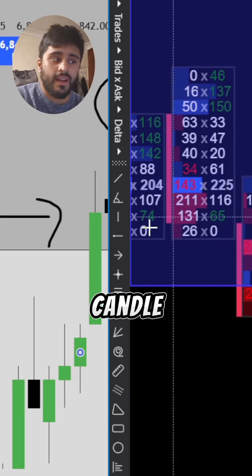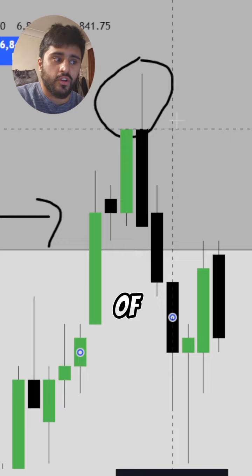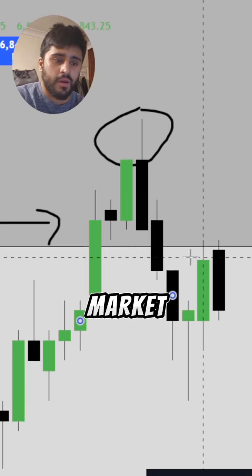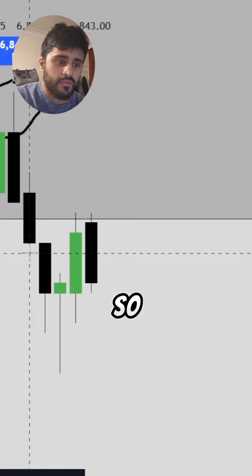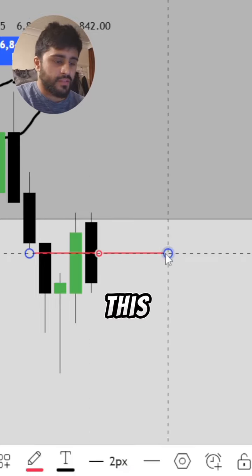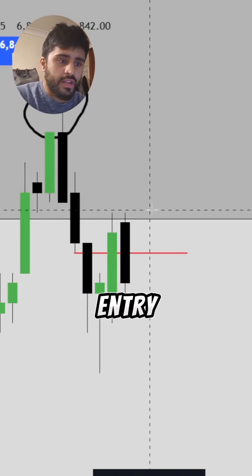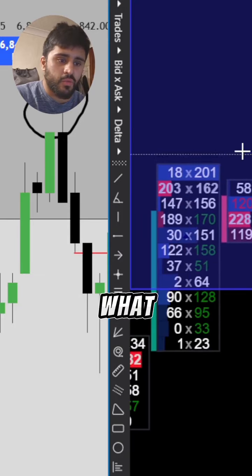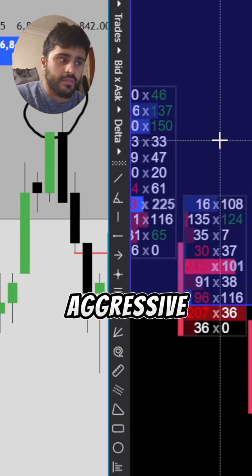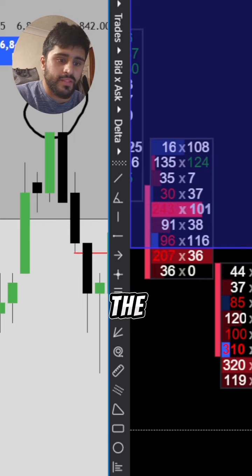This is a red candle, but what's interesting is that we had a lot of aggressive buyers and the market broke below the zone. I like to use the candle that breaks below the zone, so the bottom of that candle like this, right? I look for an entry after two taps and failure of aggressive buyers. So what we saw was aggressive buyers, aggressive buyers, aggressive buyers, and we break to the downside, right?